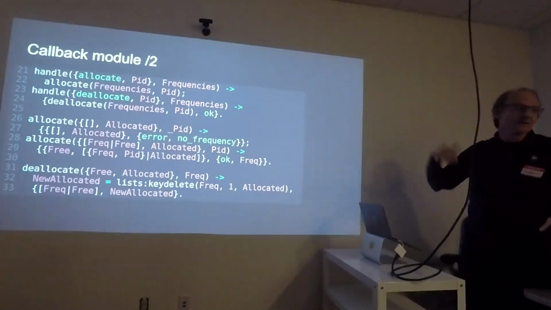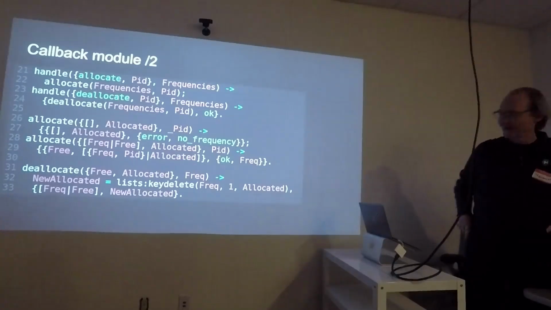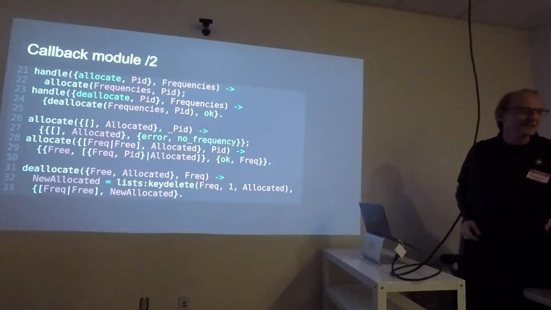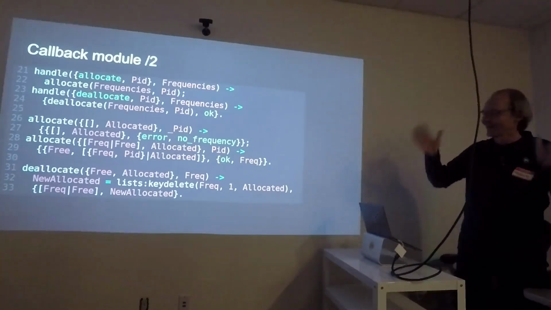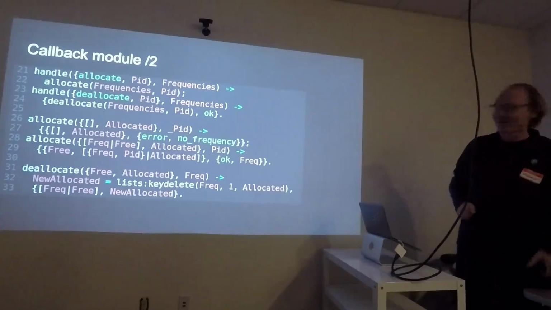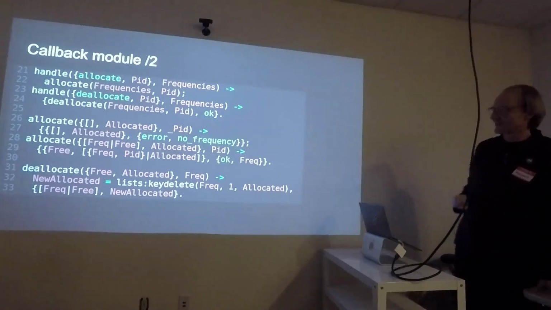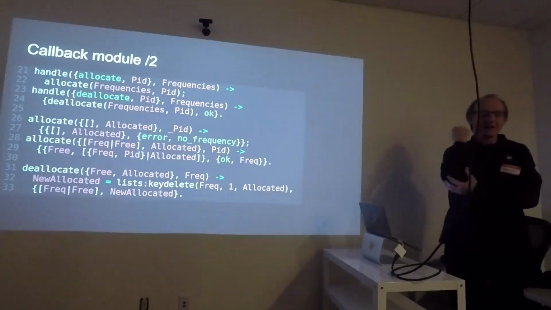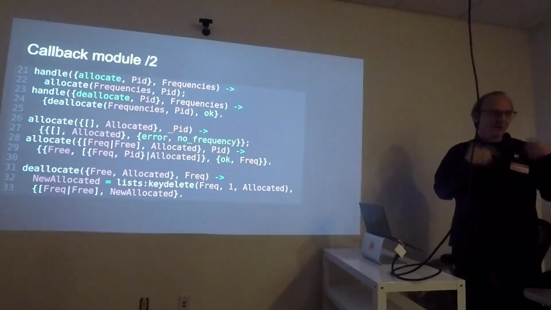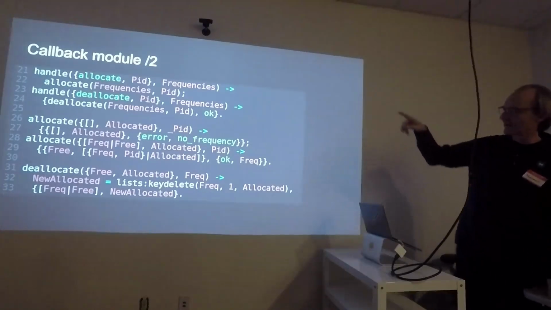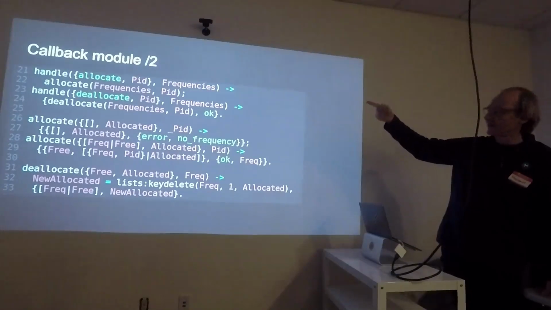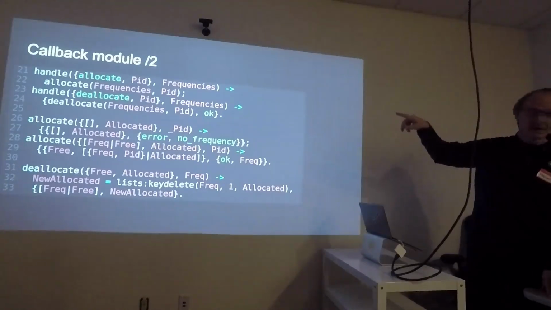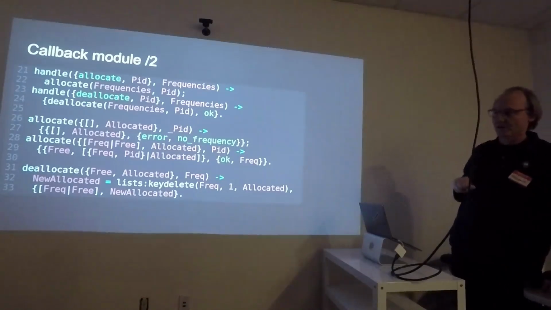And deallocate does the opposite. There's a nice bug in the deallocate, because if you deallocate the same frequency twice, it is just duplicated into the list. But we can fix that bug later, okay? The code is simple enough. The handles up there in 21 and 23 are again the callbacks by the server when I do a call, and those simply translate the atom allocate into calling the allocate function, and the atom deallocate into calling the other function.